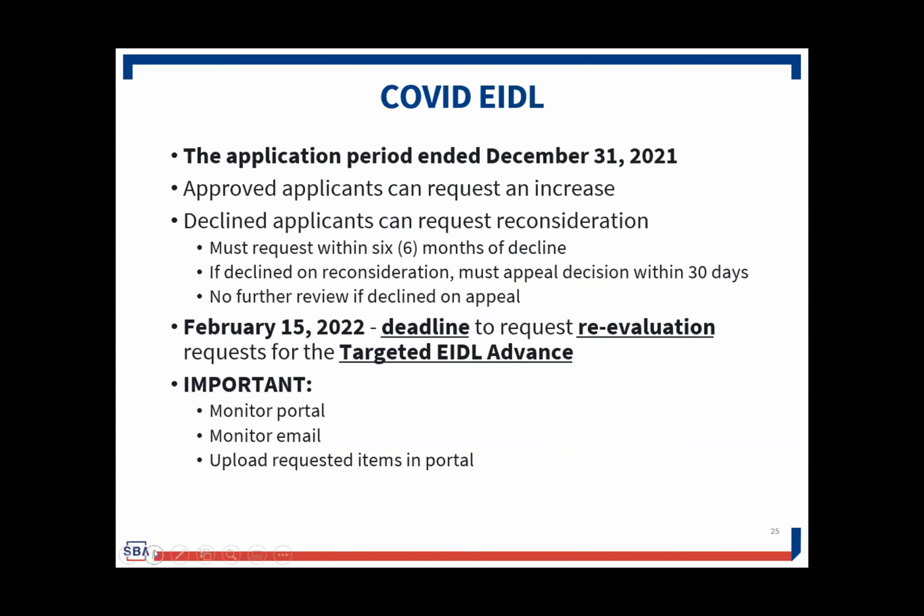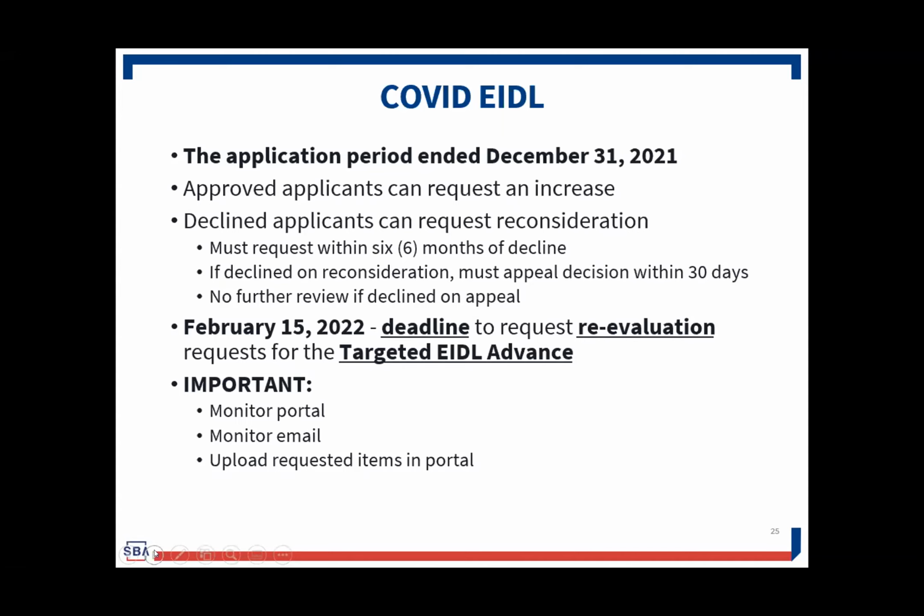Even though the application process for new applications has expired, we are still allowing those who have submitted applications, if you were approved, to request an increase, and you have until May 6, 2022 to request an increase on your approved COVID idle loan. If you were declined, you can request reconsideration within 6 months of the decline, but we're not really holding the businesses to that 6 months. We're looking at applications beyond that time.